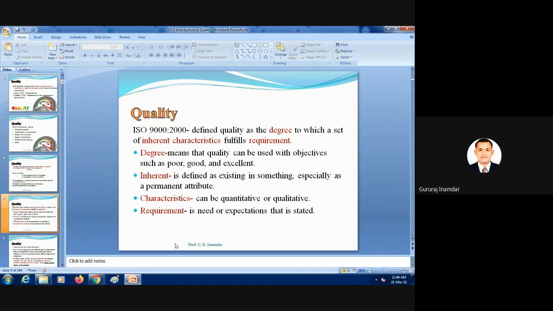So characteristics can be quantitative or qualitative. From where will we take a characteristic? Quantitative, what quantity? Suppose we are giving 10 products within 100 rupees, but we are giving only one product in 100 rupees, and the quality of the product is different. So characteristic is nothing but quantitative or qualitative. Requirement is a need or expectation that is stated.